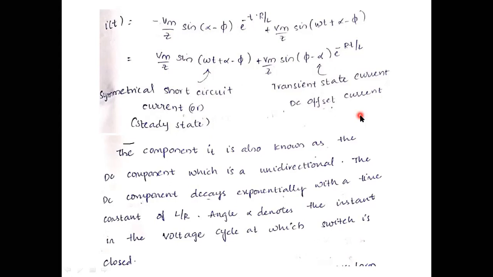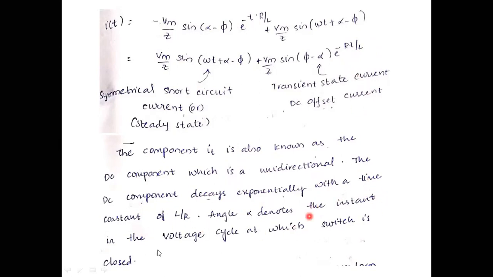So the transient period is approximately 2 to 3 cycles of the initial current. So the component i_t is also known as the DC component, which is unidirectional. Already we know that. It is an exponentially decaying function. Why? Because you have e power minus Rt by L, with a time constant of L by R.